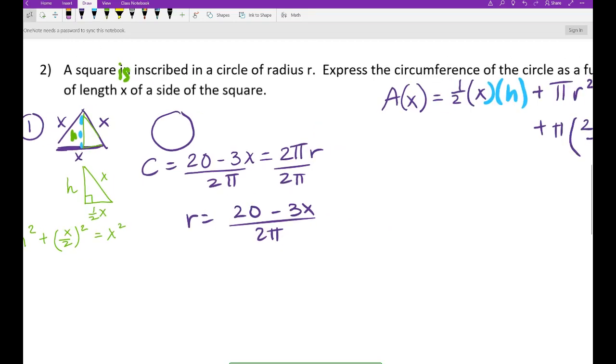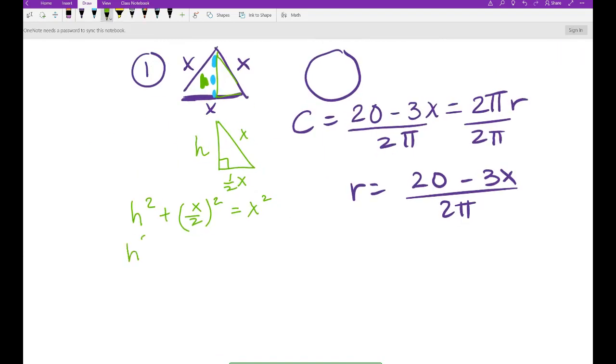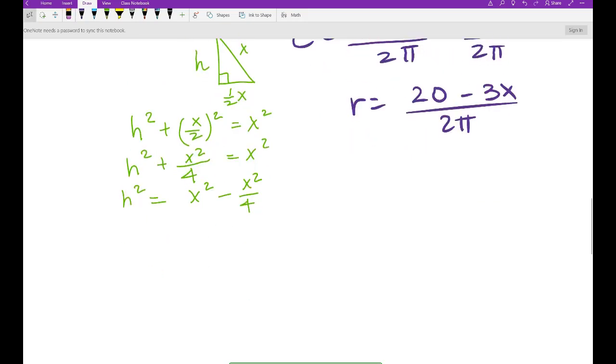My goal is to solve for h. So I'm going to have h squared plus x squared over, a lot of you make this mistake, over what? 4. Okay, over 4 equals x squared. H squared equals x squared minus x squared over 4. Yes, you do have to simplify. How do I simplify it from here? What's your common denominator? 4. So can I multiply by 4? This means this top is also 4. So now h squared equals what? 3x squared over 4.